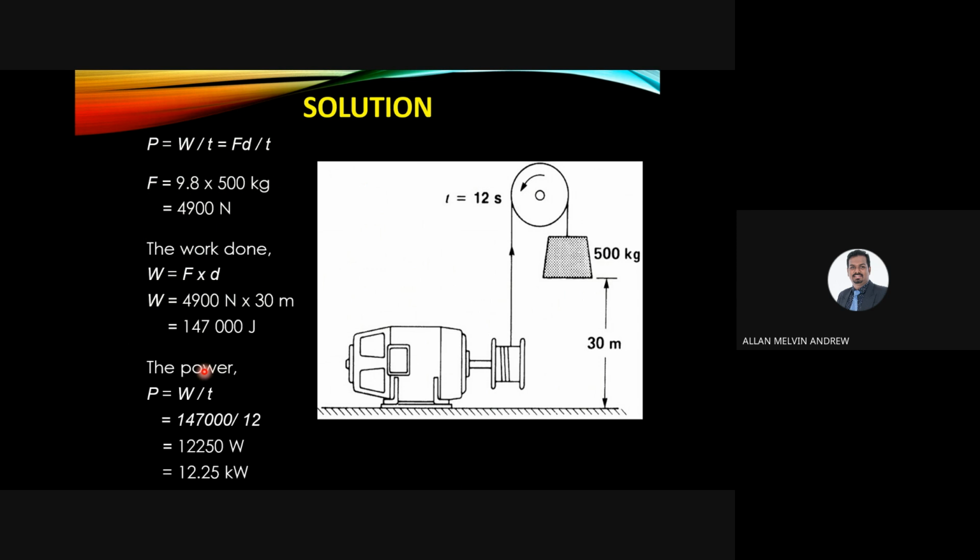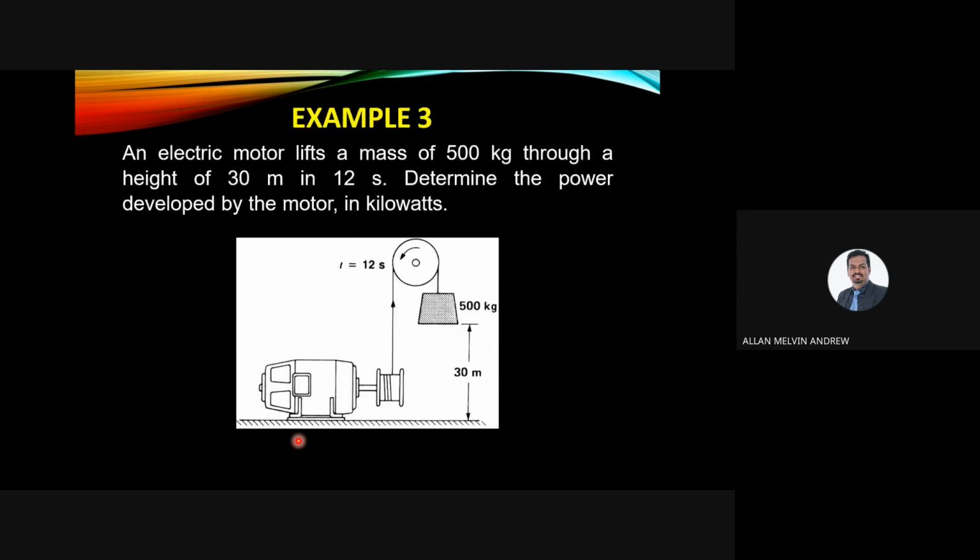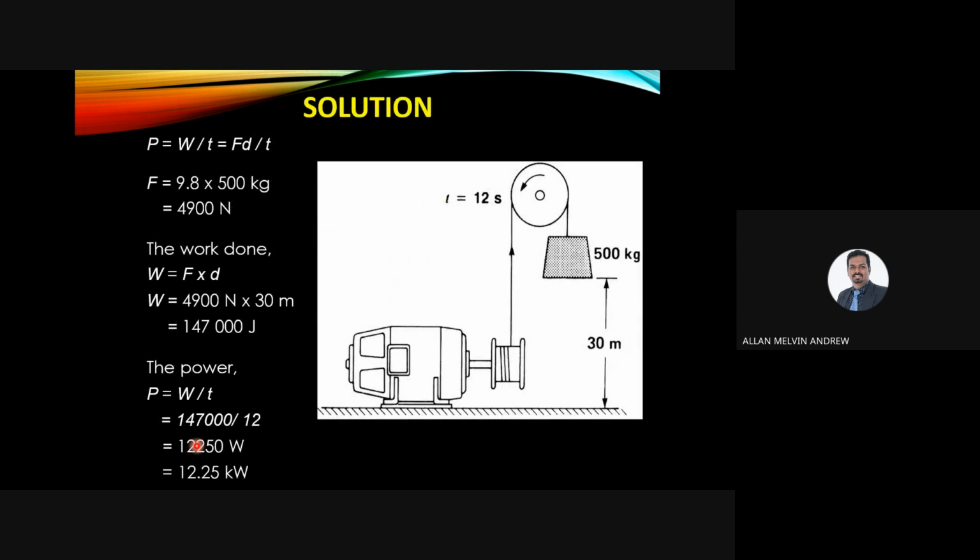Now we can find the power. Power equals W over T. W is 147,000, and T is 12 seconds. We want to find it for 1 second, so you divide by 12. We know the power is 12,250 watt. The question asks us to find it in kilowatt, so you divide by 1000, and you get 12.25 kilowatt.